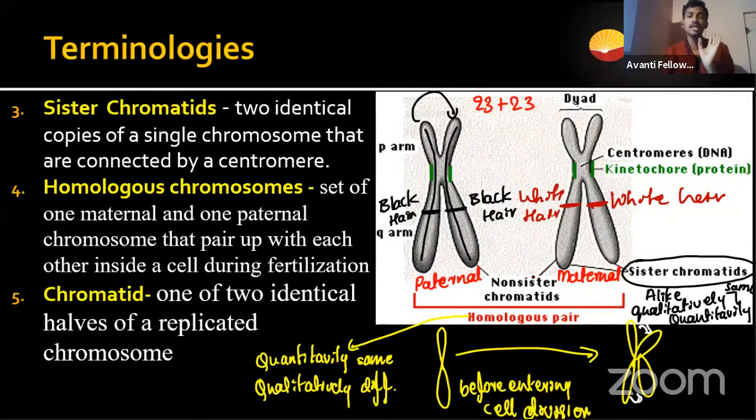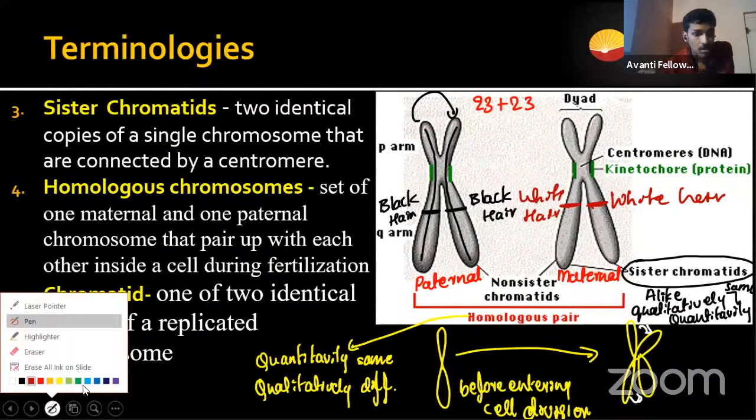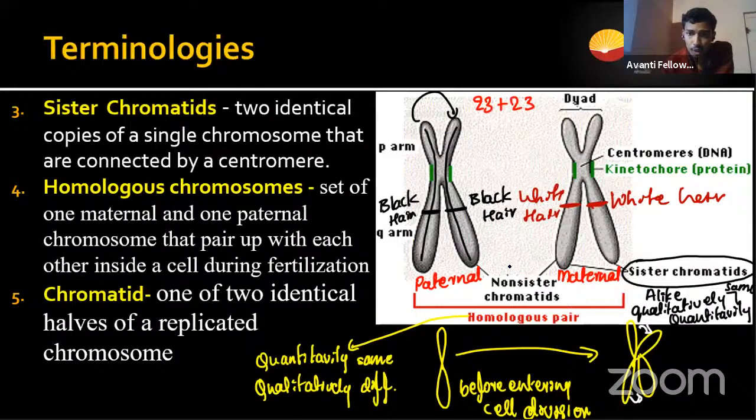Just remember the meaning of homologous pair and the meaning of sister chromatid and non-sister chromatid. Why do we call these non-sister? Because these do not have the same origin. One is from the father and another one from the mother. Even though they look the same in size, they are not the same. That's why we call them non-sisters. But between these two, we call them sister.